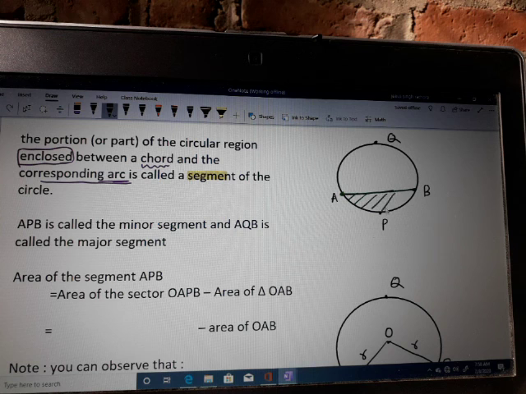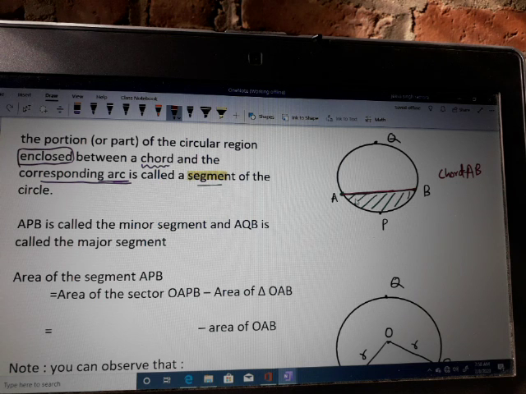This region is known as the segment of the circle. This is the minor segment, and this left part is the major segment of the circle. I hope you understand. This chord here is AB.